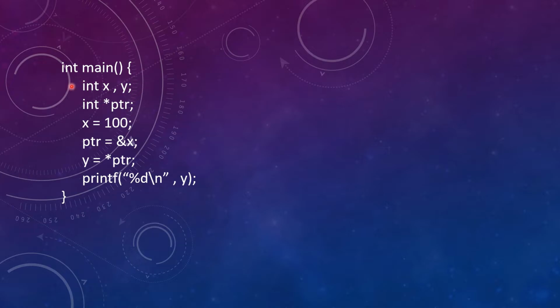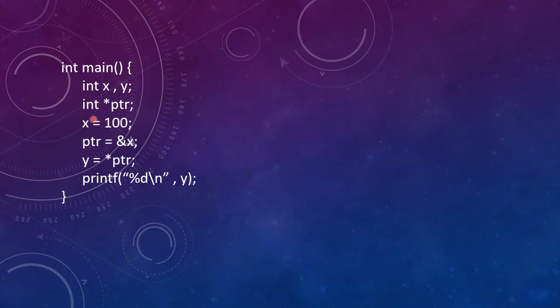Inside this main function, we are defining two integer variables, x and y, and a pointer variable. How do we understand that it is a pointer? Because whenever you write a pointer, you need to give a star mark before its name. This way you can understand that ptr is a pointer and it will point to an integer kind of value. So ptr is the pointer name, and star means that ptr is a pointer, and it will point to an integer kind of data.